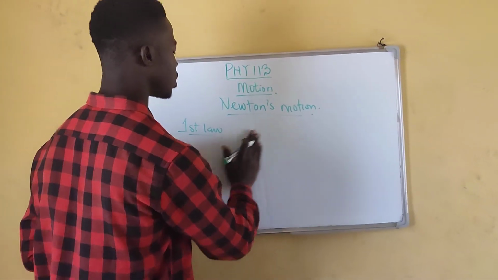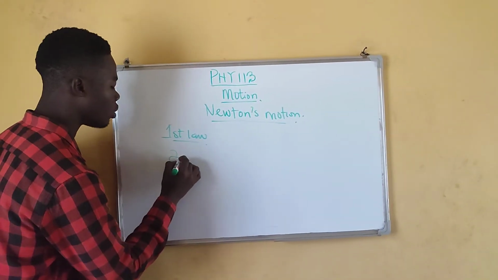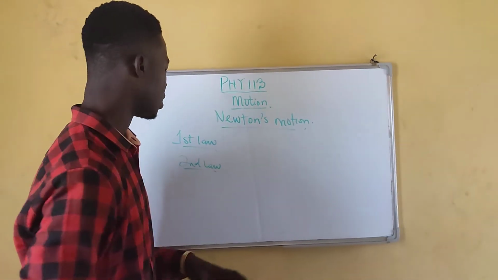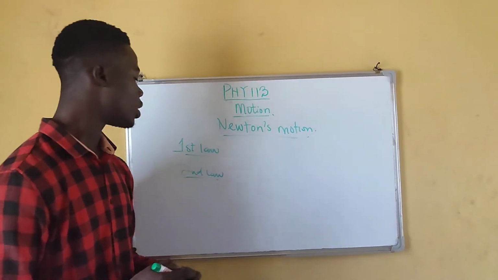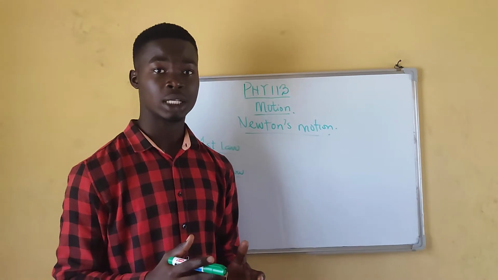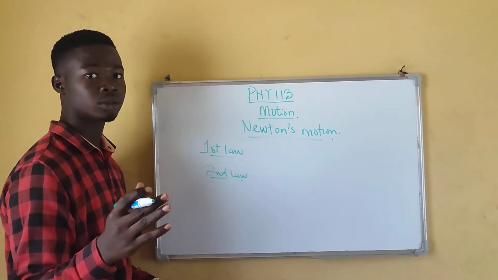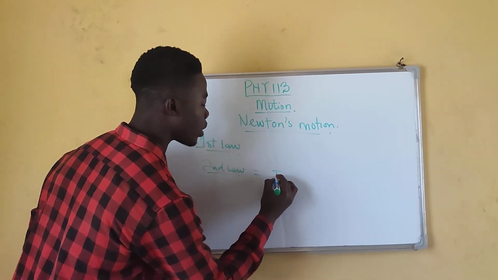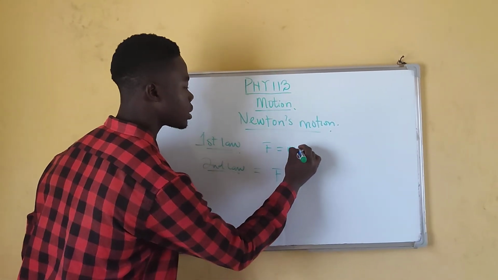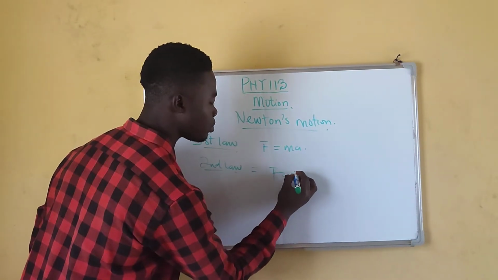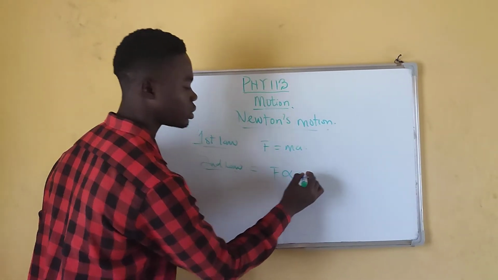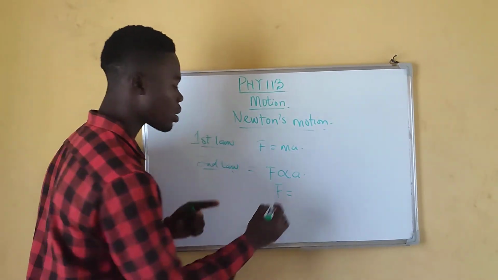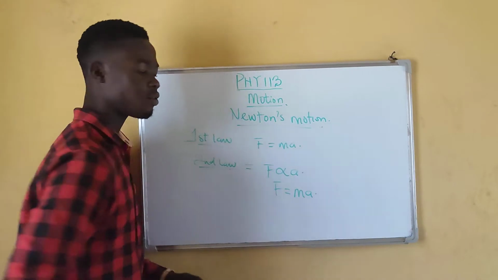Then the second law of motion is that the force applied to a body is directly proportional to the acceleration, where the mass remains constant. So what I'm saying is, we have F equals ma from the first one. So F is directly proportional to the acceleration, with mass remaining constant. F equals ma.